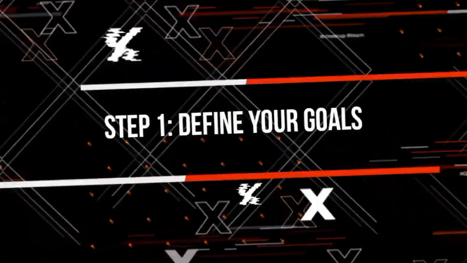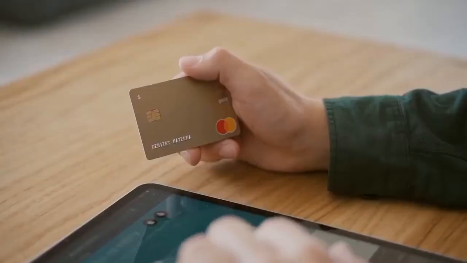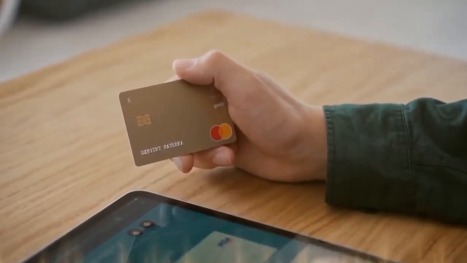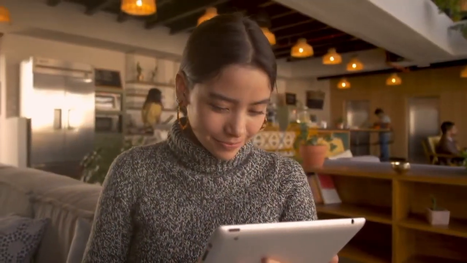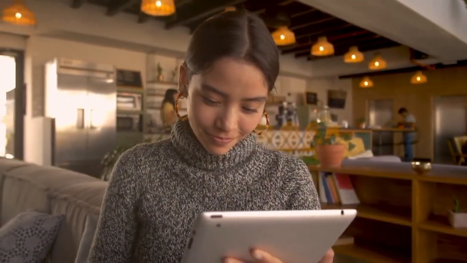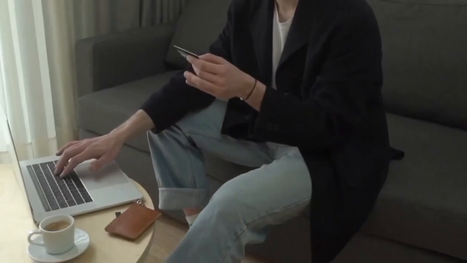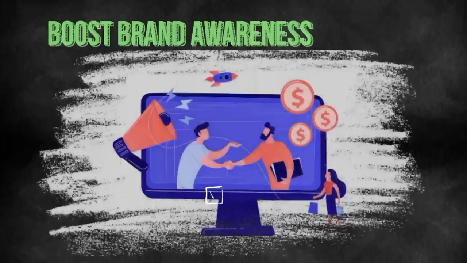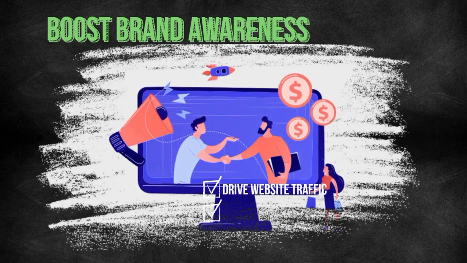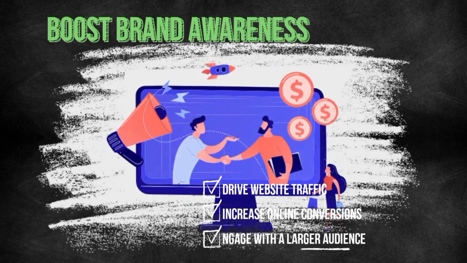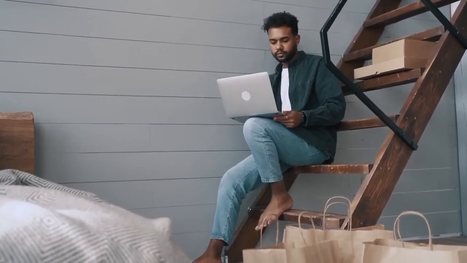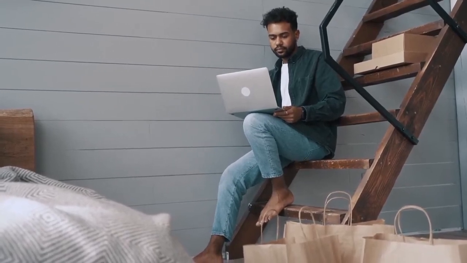Step 1. Define your goals. The initial step in embarking on a successful digital marketing journey is to define your goals. This pivotal stage involves clearly outlining and articulating the specific outcomes you aim to achieve through your digital marketing efforts. Whether you aspire to boost brand awareness, drive website traffic, increase online conversions, or engage with a larger audience, establishing well-defined goals is crucial to guide your strategy effectively.